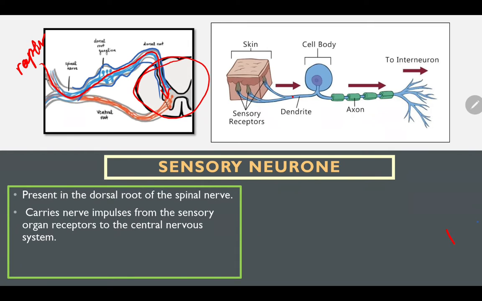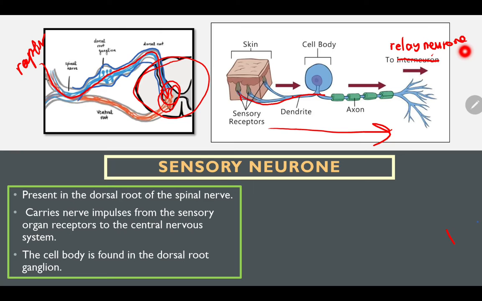Sebab kat sini kan spinal cord. Spinal cord adalah central nervous system. Kalau tengok gambar ni pun sama jugalah. Daripada receptor impulse is generated and sent along the sensory neuron. Sepanjang sensory neuron ni sampailah ke, okey ni term lama interneuron, sampailah ke relay neuron. So arah impulse dia macam ni lah. Okey, relay neuron kat mana? Kat sini. Okay, next, the cell body is found in the dorsal root ganglion.